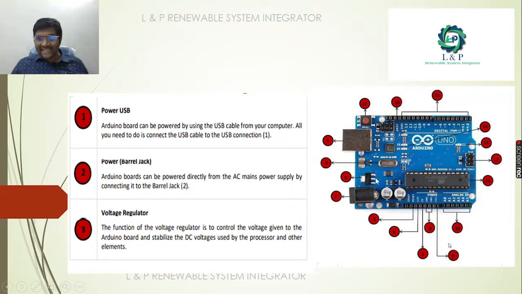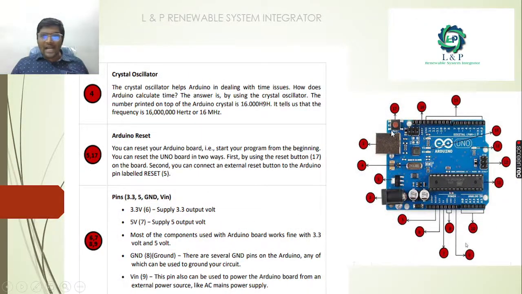And this is the voltage regulator. It plays an important role in the Arduino board to stabilize the DC voltages for the processor and the other elements present in it. For the fourth most important thing, a crystal oscillator. The crystal oscillator plays an important role in keeping time for the Arduino board. And this 5 and the 17 are very useful for resetting the Arduino board.